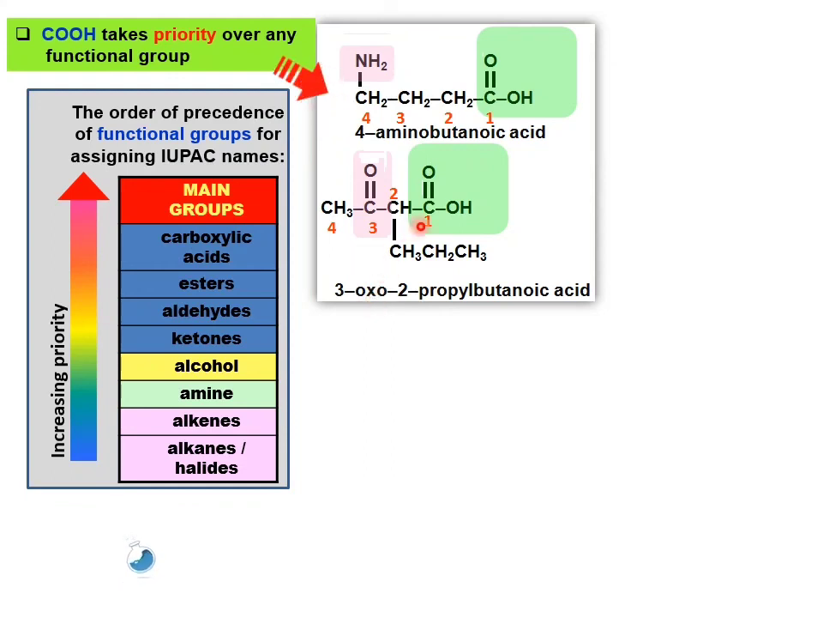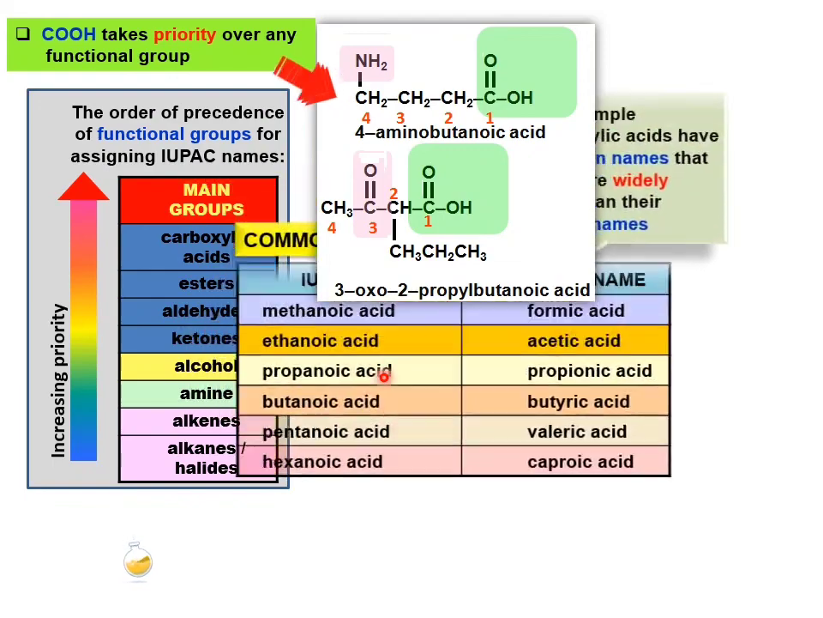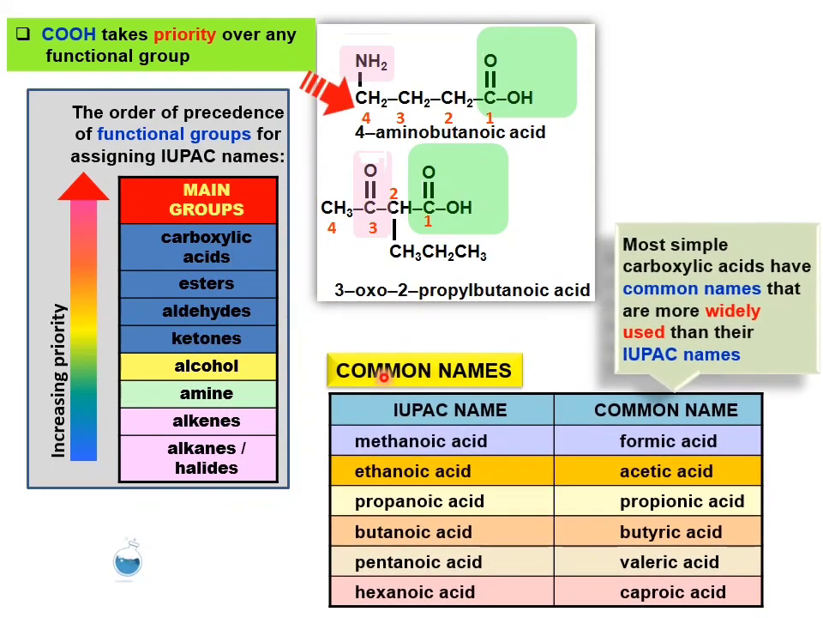Okay, tak pernah jumpa sebelum ni. Okay, so number 1 always at carboxylic acid, COOH group. Number 2, number 3 and number 4. Okay, so 3-oxo-2-propylbutanoic acid.